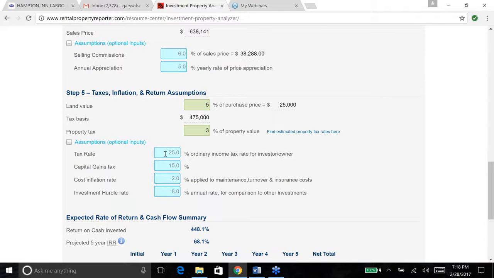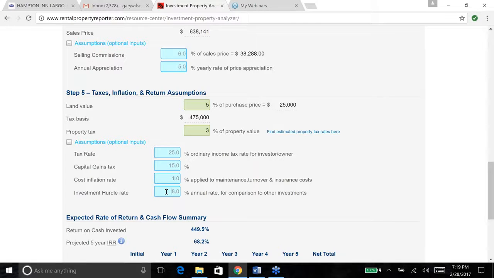Tax rate, yeah, let's keep it at 25%. Capital gains rate, let's keep that at 15. Cost inflation rate that you apply to your increased, in other words, your cost of maintaining the property are going to increase over time just based on basic inflation. The fuel costs go up. Your laborers charge you more money. Materials cost more money. Drywall, paint, nails, and hammers, and things like that. Inflation hasn't been that great lately, but let's make that 1% actually.